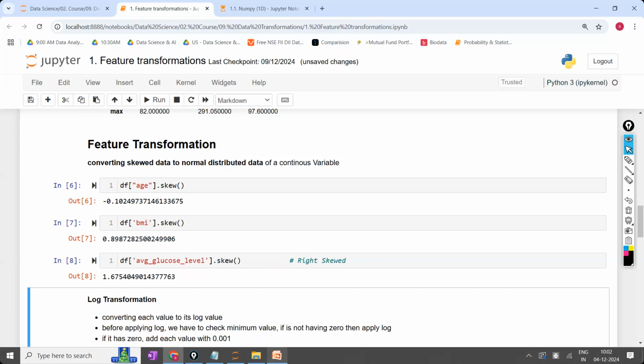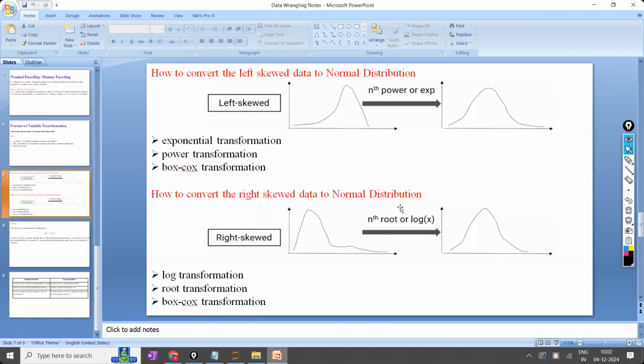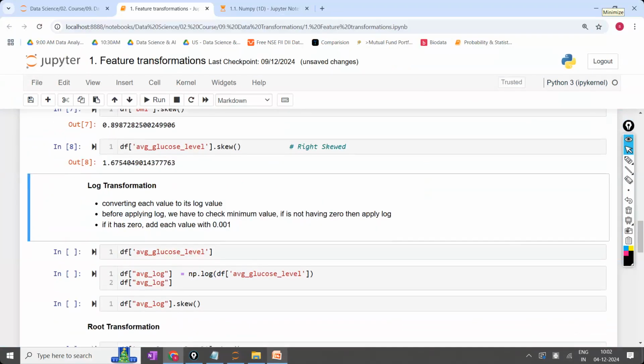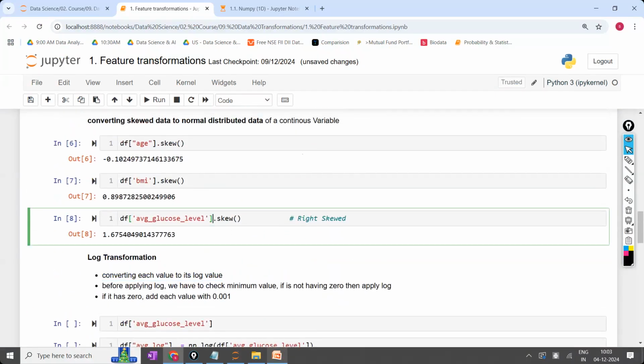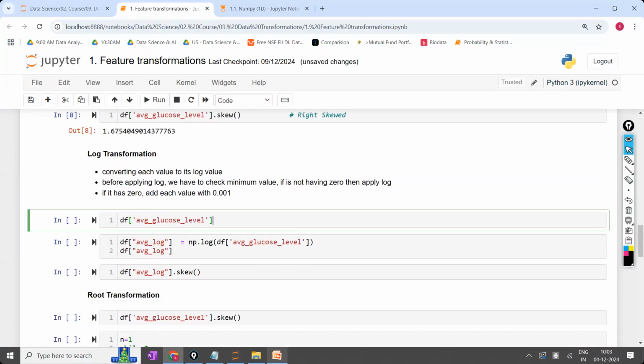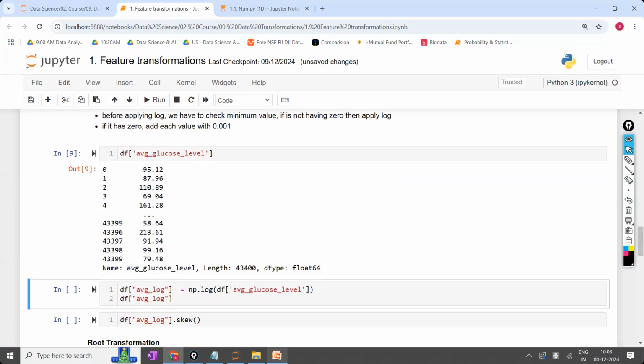Right? Now, for a right skewed distribution, what type of transformations do we have to apply? Log, root, Box-Cox. I'm going to show you how to apply each of them one by one. First, let us start with the log transformation. Converting each value to its log value is called log transformation. Here the column I want to apply it on is average glucose level. For this particular column, these are the values.